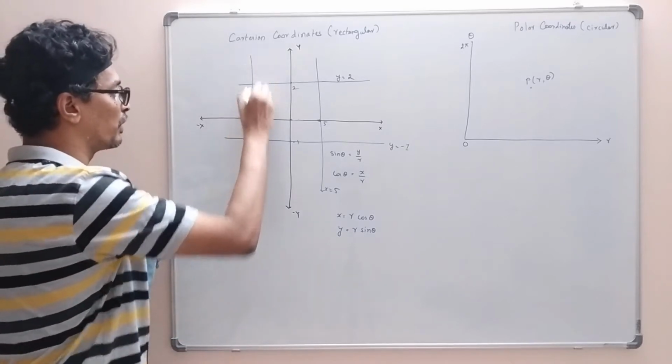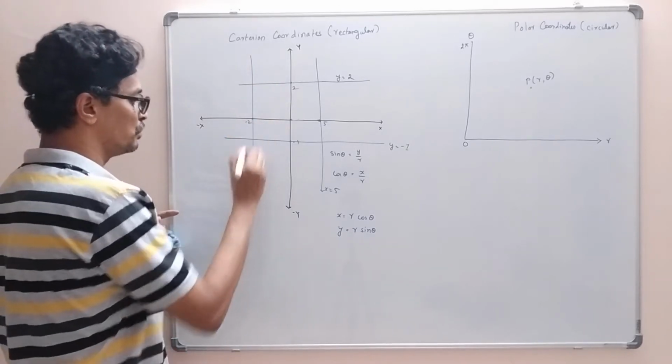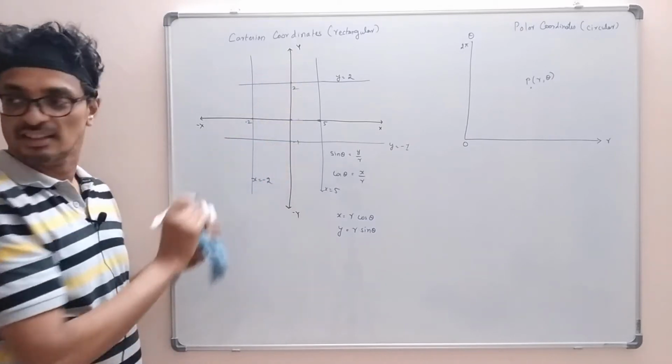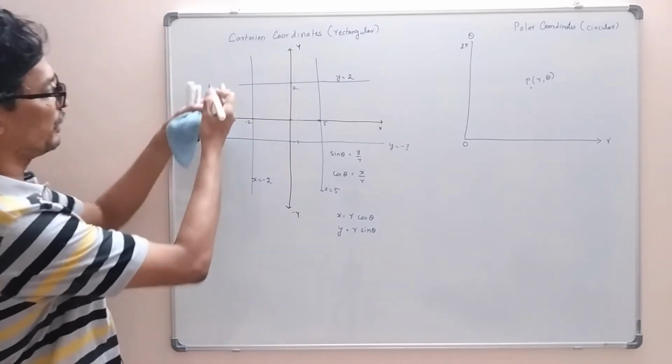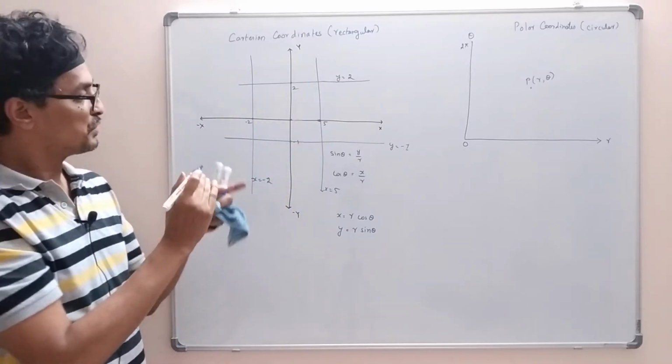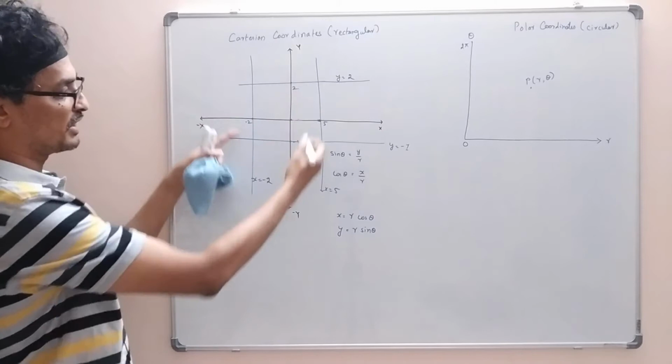So basically these are all rectangles. If I have this as minus 2, then x is equal to minus 2. So this is in a rectangle. So now if you have all these lines parallel to the axes, then the equation of lines becomes simpler.